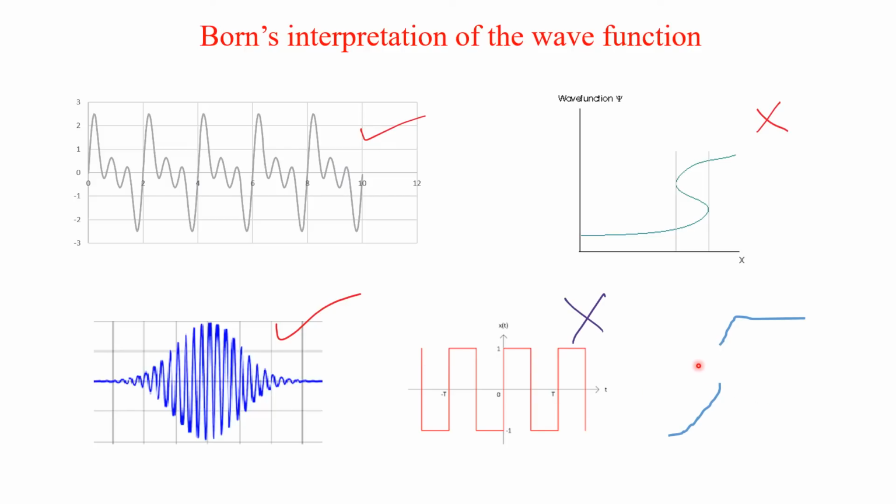And come over here. Here there is a discontinuity. If you take the first order derivative, it is infinite. Then the second order derivative is questionable. So it cannot be a valid wave function. So here this and this are valid wave functions.